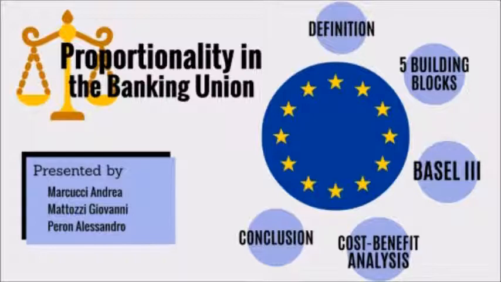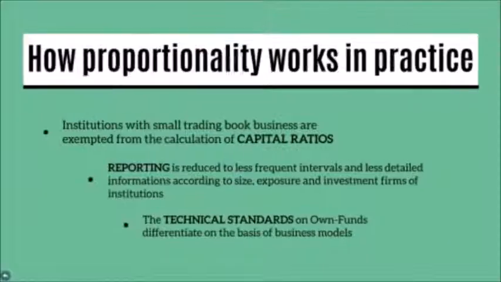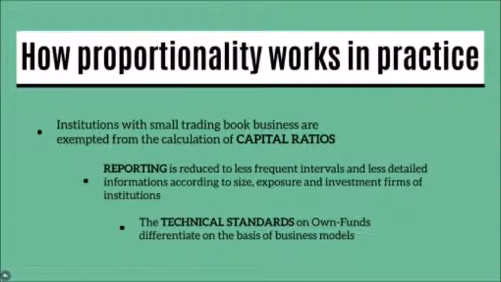Let's now consider a specific case to see the principle of proportionality in action: the implementation of Basel III. First of all, it is a voluntary regulatory framework on bank requirements. The EU has implemented it with the Capital Requirements Regulation of 2013. Albeit the third Basel Accord was thought to be applied only to systemically relevant banks, the EU application has extended it to all banks. This, however, has been done in line with the principle of proportionality, explicitly mentioned in the regulation.